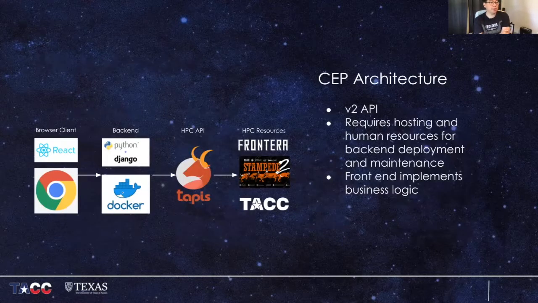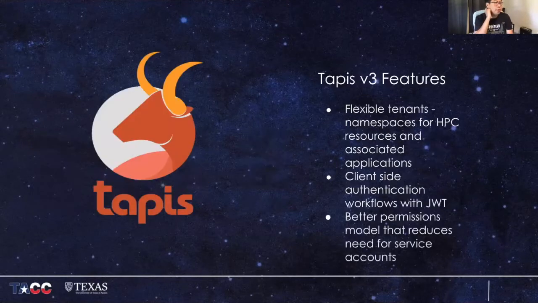With respect to the CEP architecture, it does require hosting, in addition to the deployments, maintenance of those backends, and that does require resources such as the hosting resources themselves, as well as software developers, human resources. So Tapis version 3, which debuted this summer, is essentially the next generation of our API services, and it provided the opportunity for us to explore the idea of serverless gateway interfaces.